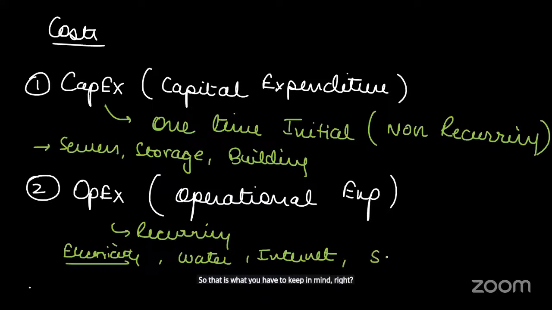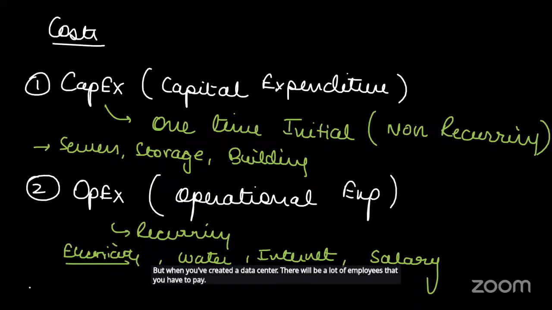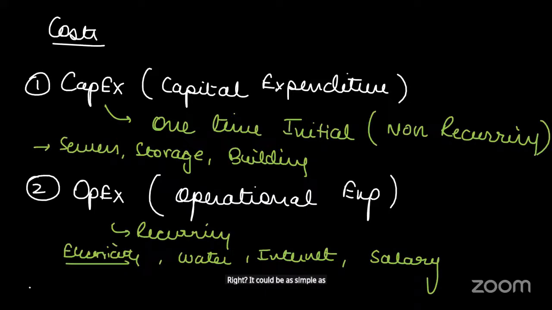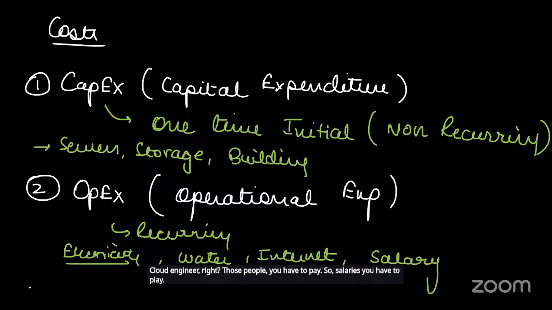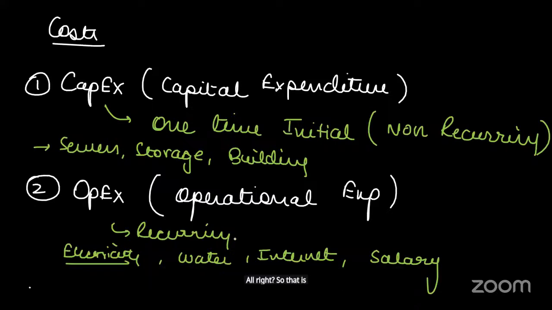Next, salary. At home, you don't give salary to anybody. But when you've created a data center, there will be a lot of employees that you have to pay, right? It could be as simple as somebody who's working as a guard for that data center. It could be as professional and experienced a person as a data center administrator, or let's say a cloud engineer, right? Those people you have to pay. So salaries you have to pay. All right. So that is operational expenditure.